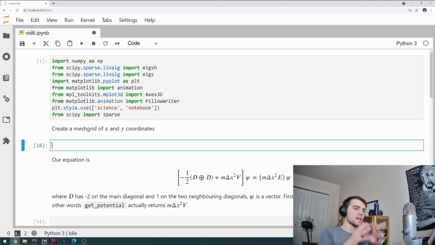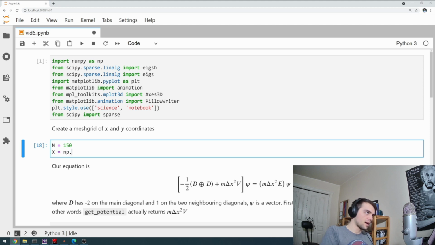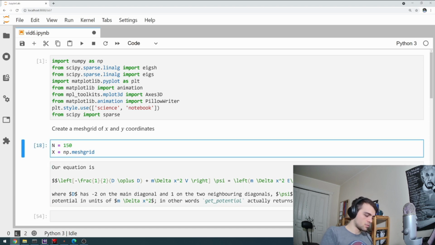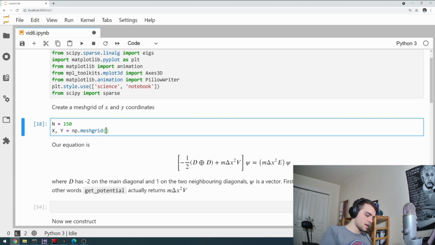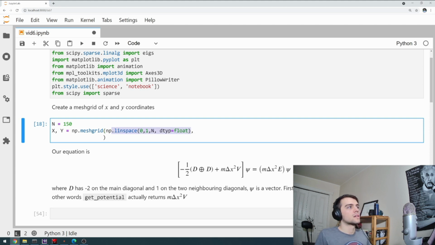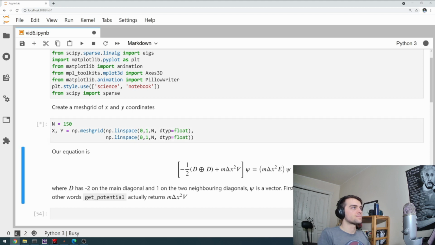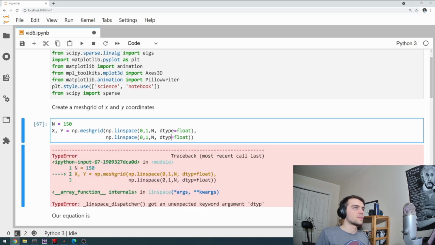So first let's start making a mesh grid of x and y, because remember our wave function is defined on a grid. So we're going to use a 150 by 150 grid, and we're just going to make a mesh grid. I'm going to call it x, y is equal to numpy meshgrid. And we'll go np.linspace, and I'm just going to go between 0 and 1. I know there's L, but... and I'm going to go dtype equals float. Repeat it twice for x and y. And I didn't put an E.